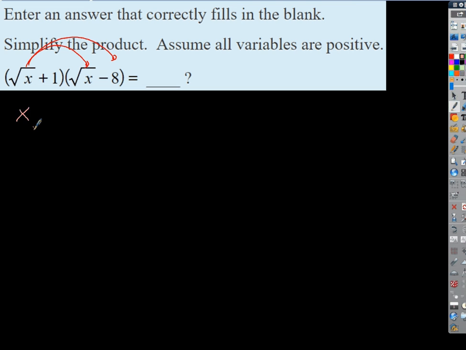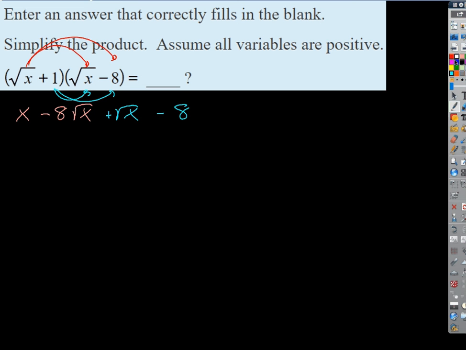X. Okay, when we multiply a square root by itself, it cancels the radical. What's the square root of x times negative 8? Negative 8 square root of x. Yeah, just negative 8 radical x. Now what if I distribute the 1? 1 times the square root of x is square root of x. 1 times negative 8.